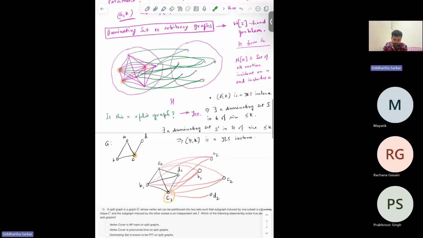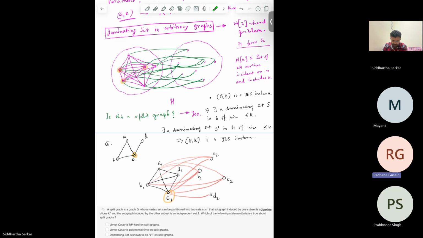Here is an example. Let us say this is G. First you make two copies. A, B, C, D are four vertices. You make four vertices A1, B1, C1, D1, and four vertices A2, B2, C2, D2. There is a clique here, and an independent set here, and you have drawn these crossing edges, which are shown in brown. Now you see that C alone is a dominating set.